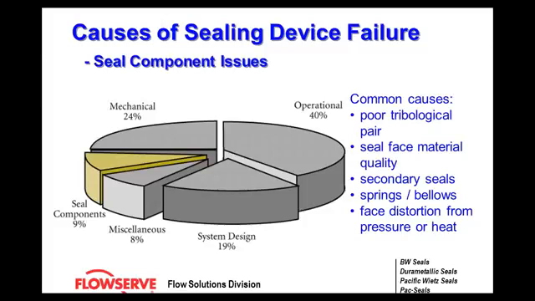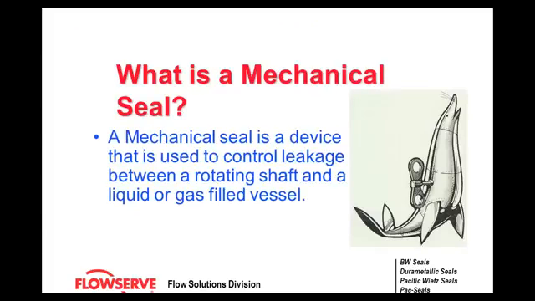Springs and bellows. Springs can get plugged up and clogged. Bellows, if they're the wrong metallurgy, can get corroded. And face distortions from pressure or heat. A mechanical seal under great pressure will actually bow, and the profile will get all messed up, and that can cause a leak as well.